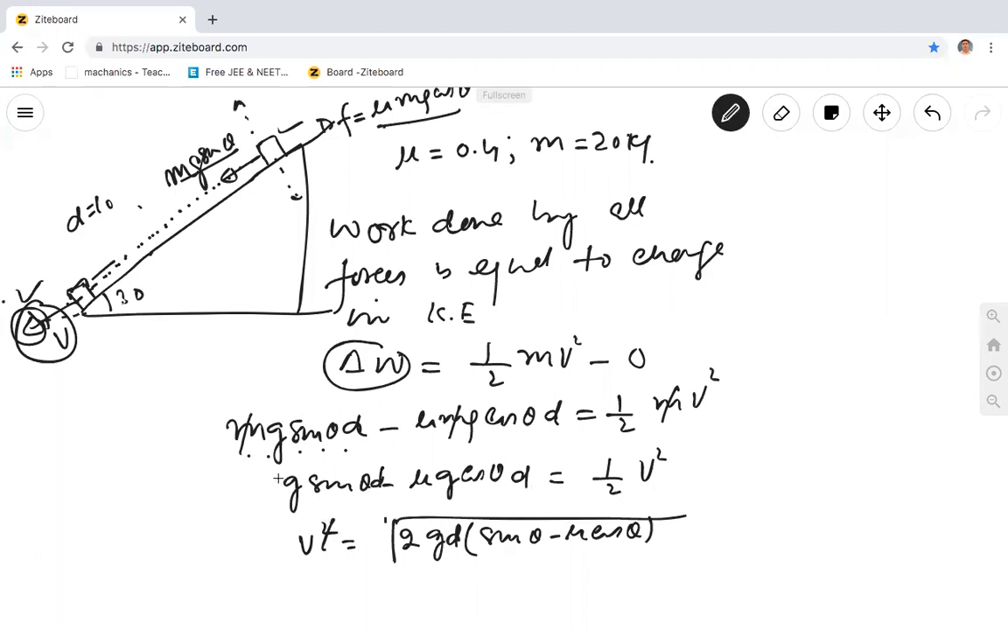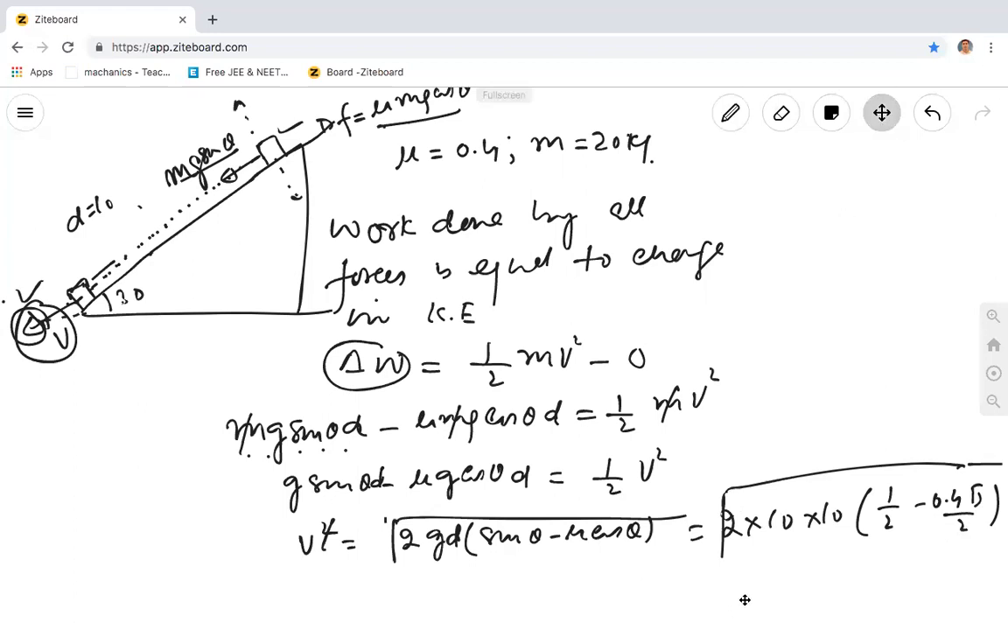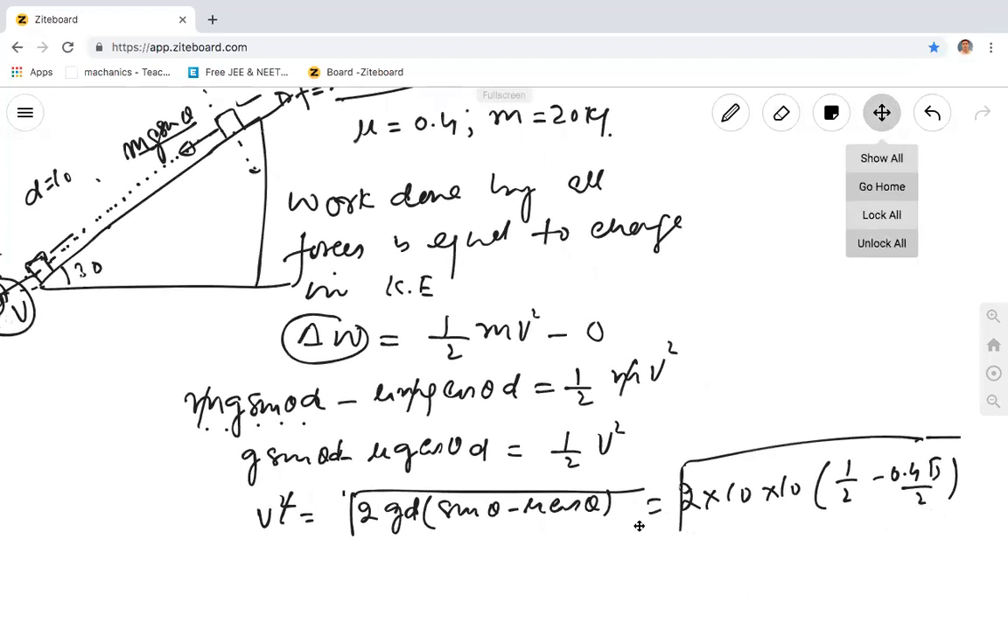The 2 gets multiplied to this. On this side, g is common, d is common. So v squared equals 2 g d times (sin theta minus mu cos theta). That is 2 into g, 10, into d, which is also 10. Sin theta is 1/2, mu is 0.4, cos theta is root 3 by 2. Can you calculate this? Okay, I will calculate it. The answer should match to some extent.